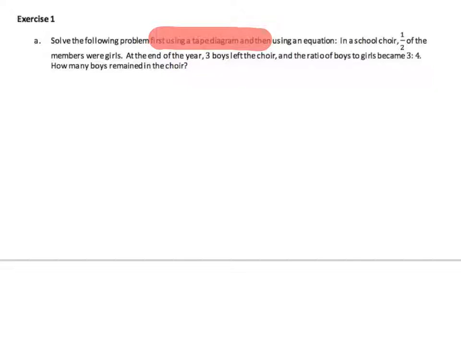In a school choir, half the members were girls, which means the other half are boys. At the end of the year, 3 boys left the choir, and the ratio of boys to girls became 3 to 4. How many boys remained in the choir? So I can say that the number of boys initially can be B, and the number of girls can also be B, because they're equal. Half the number are girls, half the number are boys.